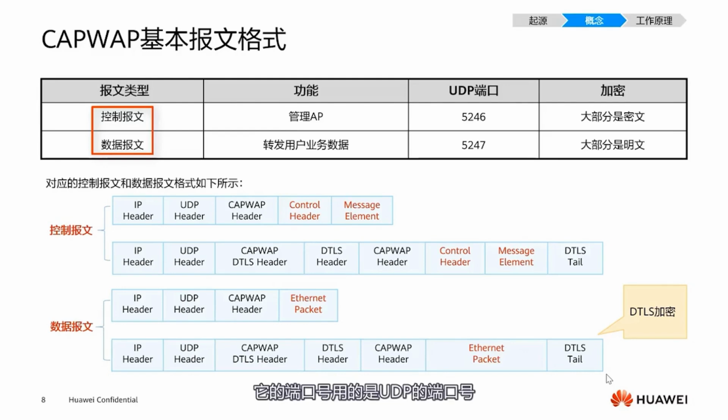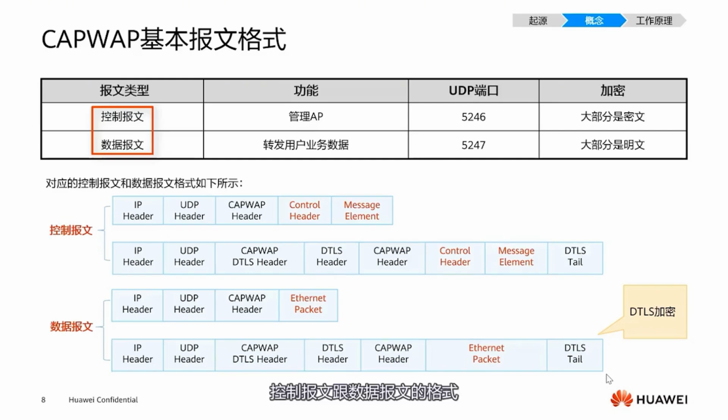It uses UDP port numbers. For control messages, it uses 5246. For data messages, it uses 5247. In terms of encryption, most control messages are encrypted, so control messages are more important. Most data messages are in plain text.